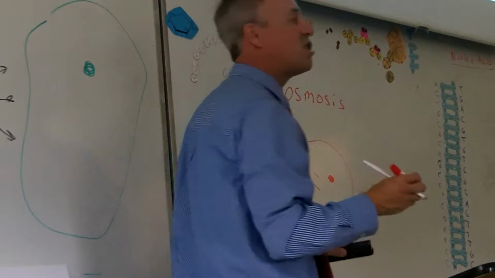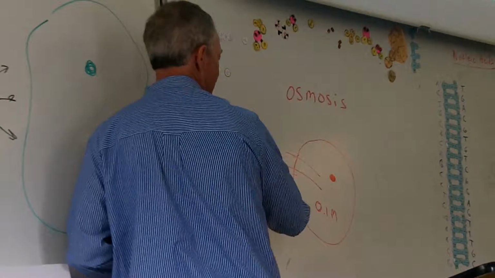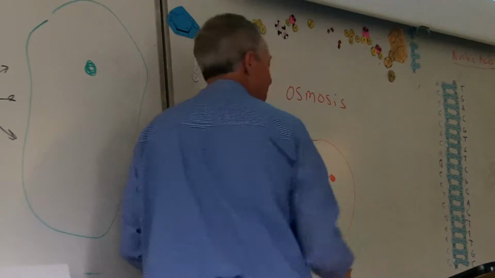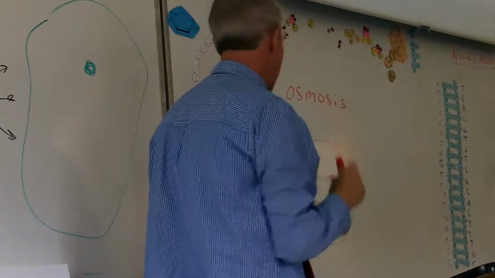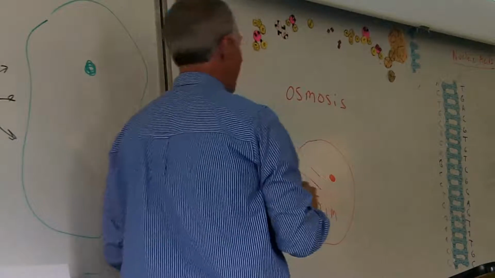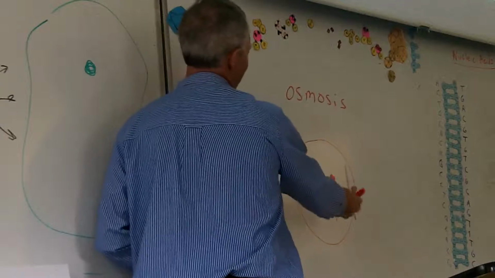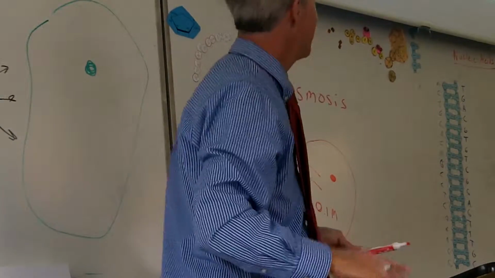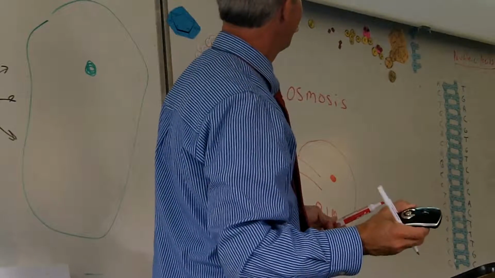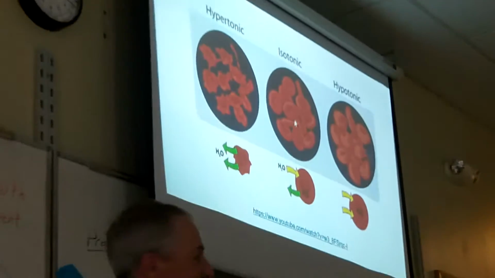What kind of situation do we have if it's 0.1 molarity on the outside and it's 0.1 molarity on the inside? What do you think water is going to do? Joseph? Isotonic. It is isotonic. Some's going to come out, some's going to go in. It's going to stay about even. That's an isotonic situation. So that's what the middle picture is. It doesn't swell up like this. It doesn't shrink like that. It just stays the same.